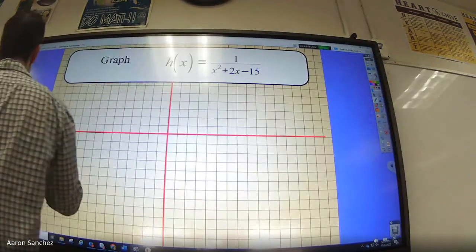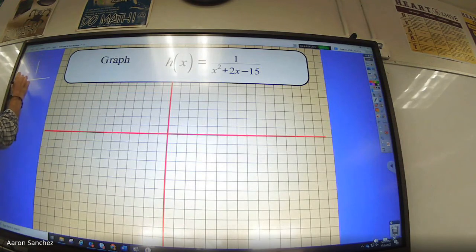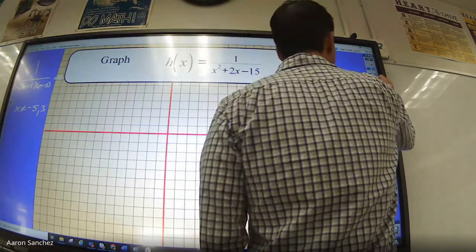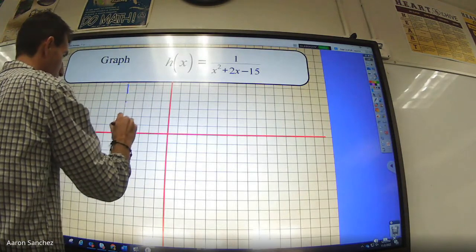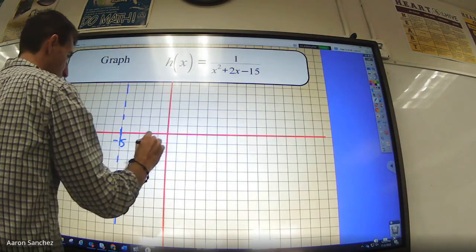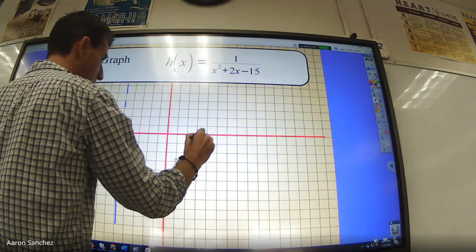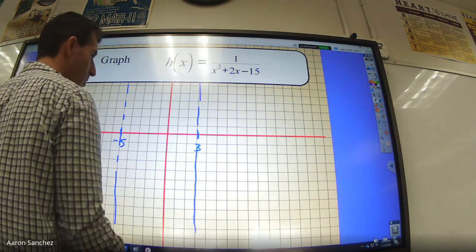Okay, graphing. First thing, factor, set equal to zero. I got x plus 5 times x minus 3 equals zero. There are no zeros, but there are vertical asymptotes at negative 5 and 3. So I'm going to go here, negative 1, 2, 3, 4, 5, negative 5. And I go 1, 2, 3 at 3. I got a vertical. Now, what is my horizontal asymptote?